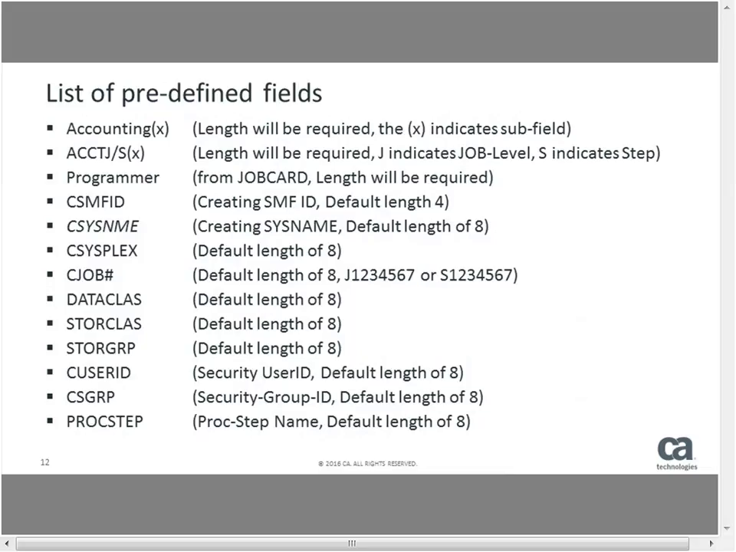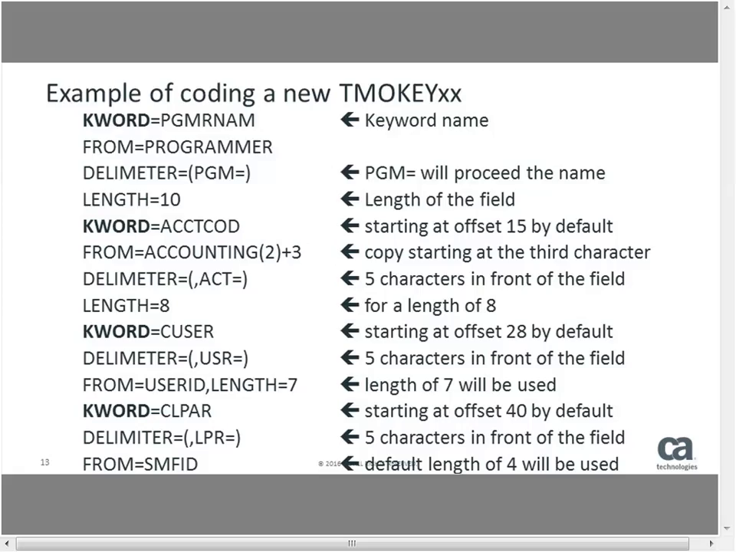Here's an example of what a new keyword member would look like. I'm going to display the programmer name for a length of 10. The accounting code will be displayed, and it's going to be the second accounting subparameter for a length of 3. The user ID for a length of 7, and the LPAR, the creating LPAR. So those 4 fields are going to be stored into the user area.